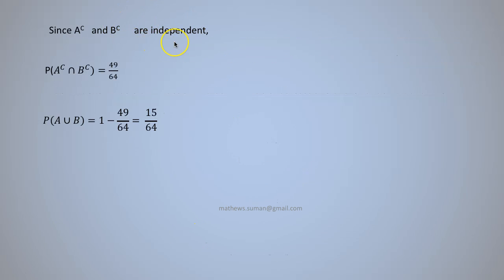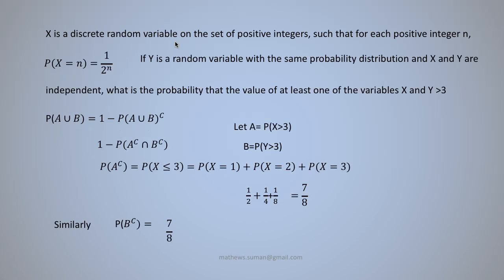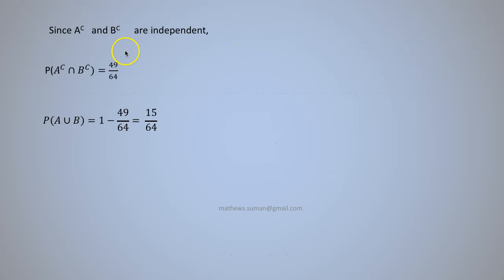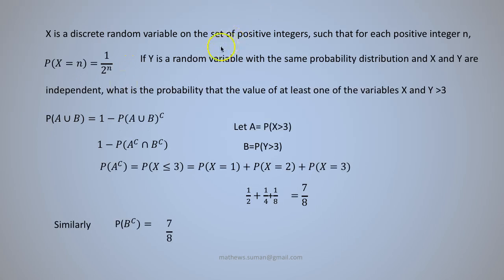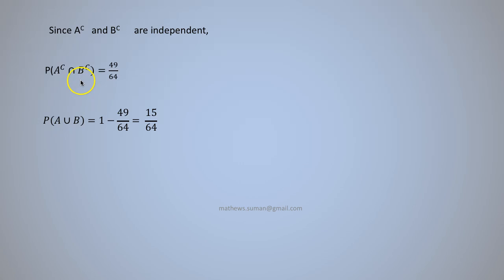Since it is given to you that x and y are independent, A complement and B complement are independent. So probability of A complement intersection B complement is 49 by 64. We again make use of the fact that if A and B are independent, probability of A intersection B will be probability of A into probability of B. So probability of A complement intersection B complement would be probability of A complement into probability of B complement. That is 7 by 8 into 7 by 8, which is 49 by 64.